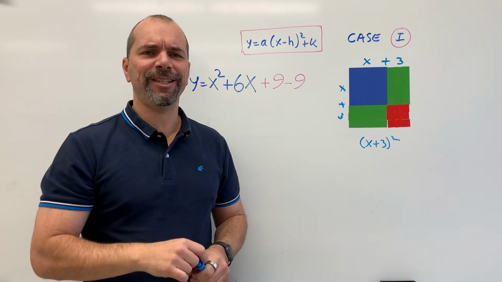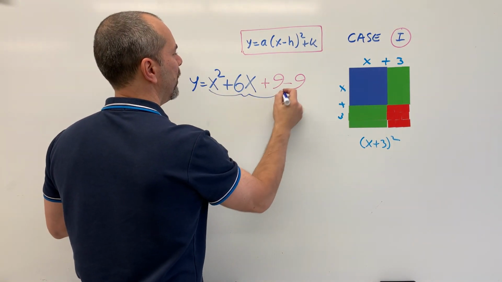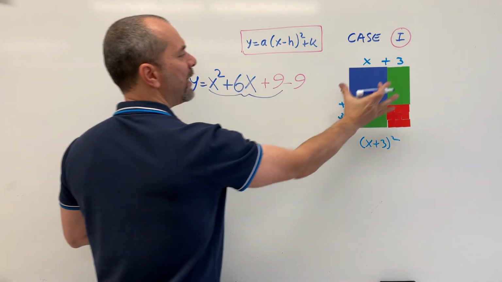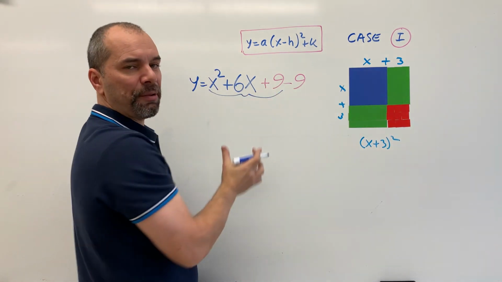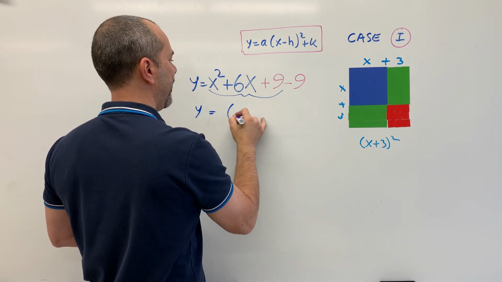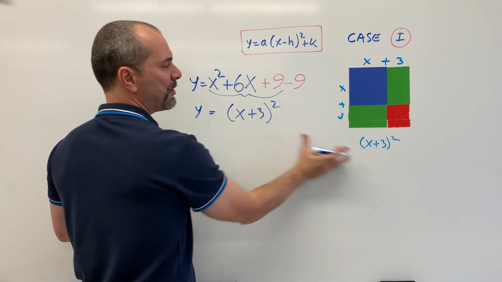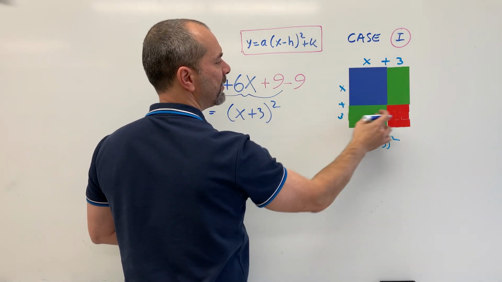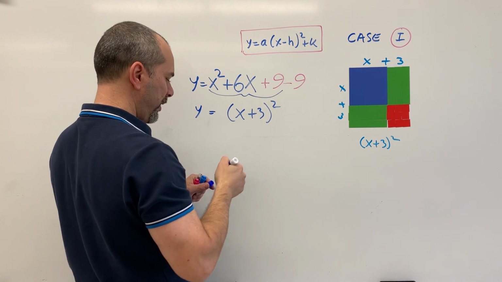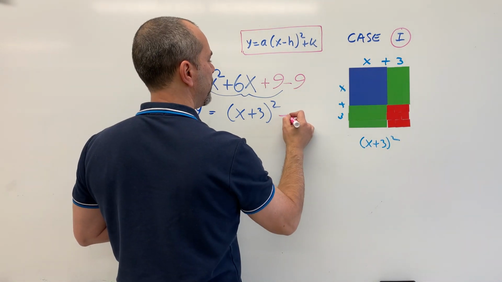So what's the advantage? This part right here, when I added the 9, that is that square. So I can replace these 3 terms with just x plus 3 squared. Oh yeah, x plus 3 squared is x squared plus 6x plus 9. And the only thing I haven't used is my minus 9. So I bring that minus 9 here.